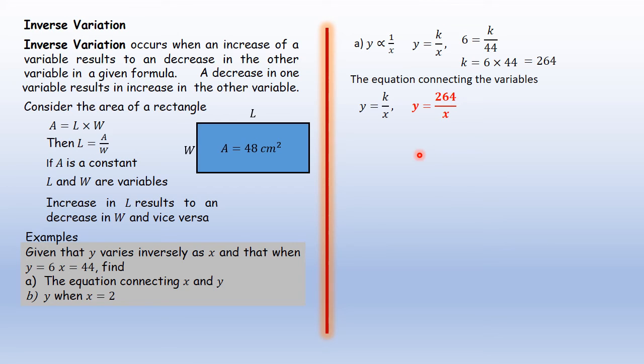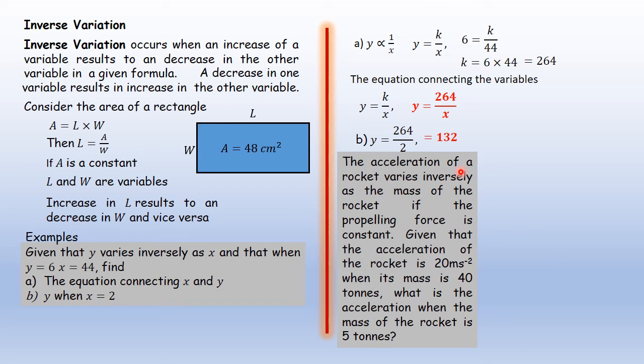Moving on to question B, we're told find y when x is 2. So when x is 2, just replace it there, because x is the denominator there. The general formula connecting them is this one here, so you can get the corresponding value of y or x, so long as you have the other variable. So replacing there, you're going to get y is equal to 264 divided by 2. The answer is 132, and we're done with that question. And that's how the question should be approached.